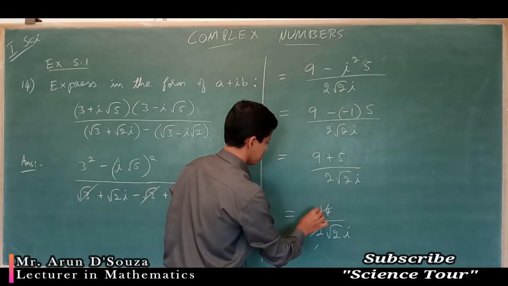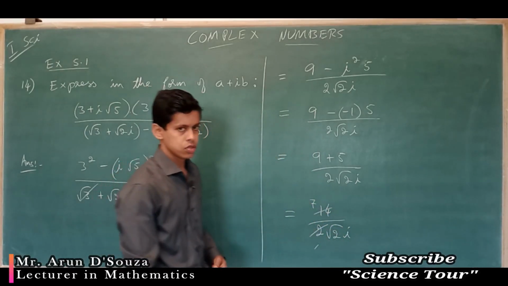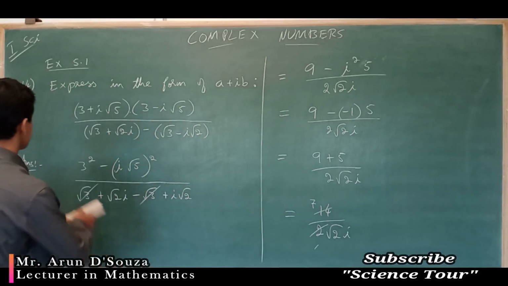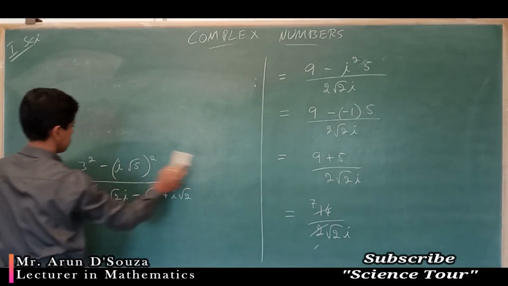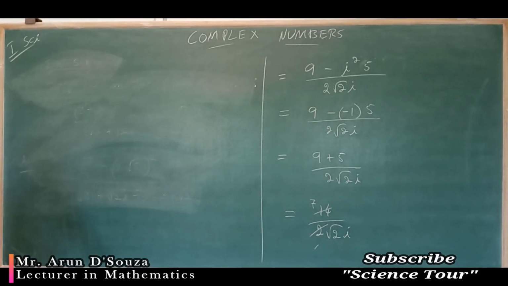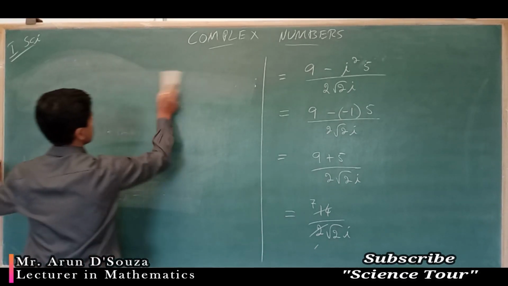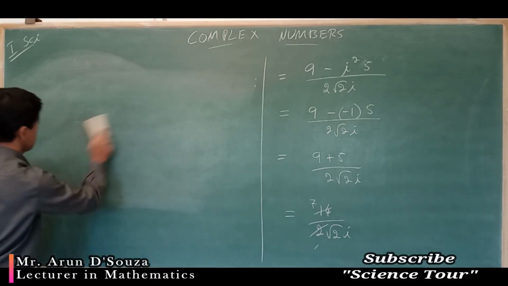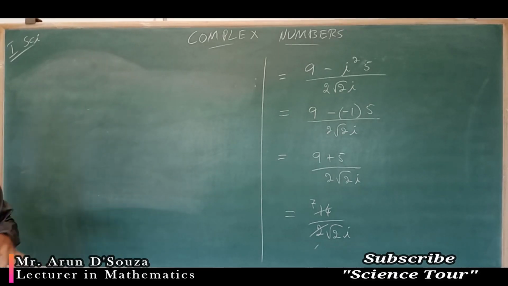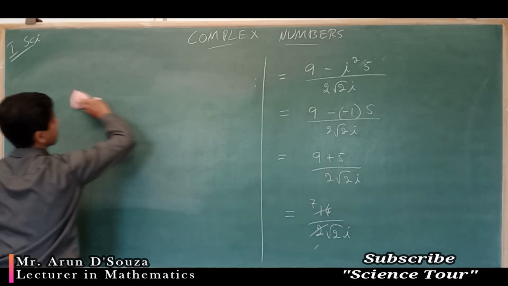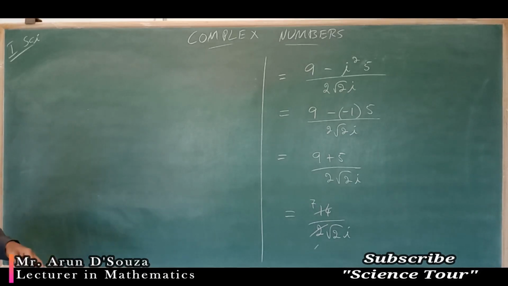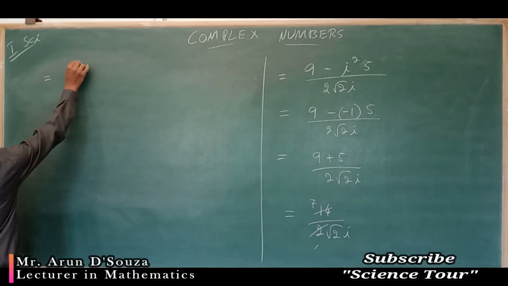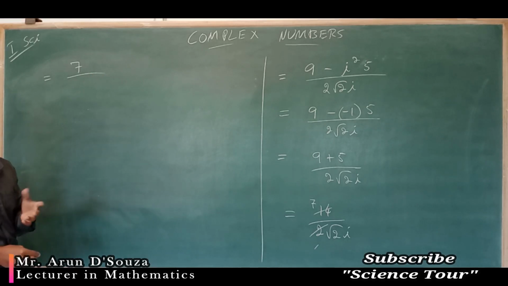Now 2 1 2 7, so that will be 7 divided by root 2i.